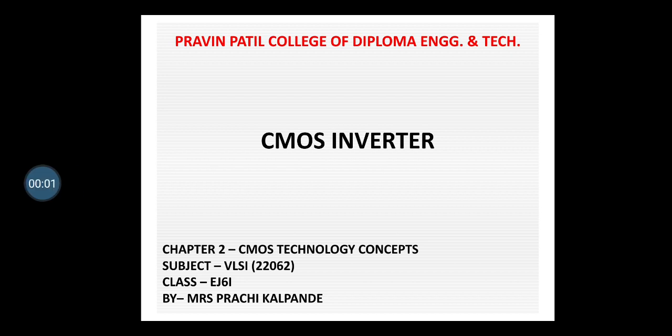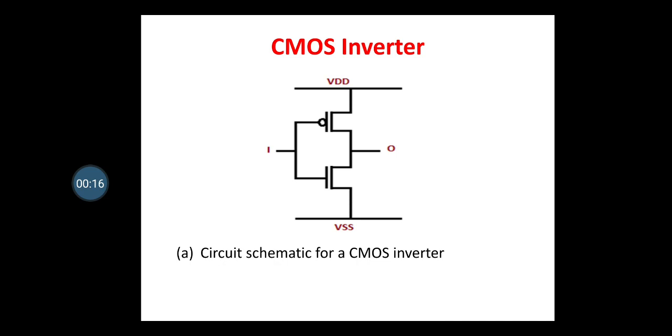So in today's presentation, we are going to cover the topic CMOS inverter from chapter 2 CMOS technology concepts, subject VLSI 22062. We have already studied about the CMOS inverter. This is the circuit schematic for CMOS inverter. Here you can see NMOS and PMOS inputs are connected together to form a single input, that is I, and the drain of both NMOS and PMOS are connected to get the output. So this is the CMOS inverter circuit diagram.